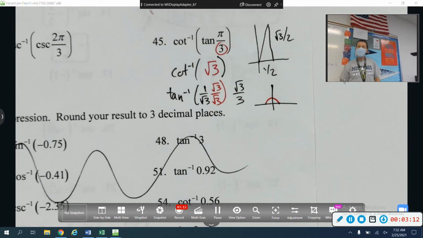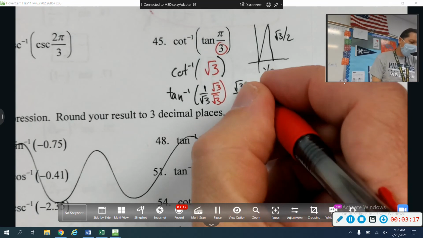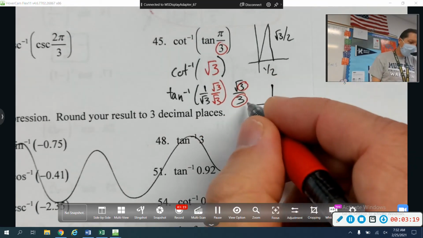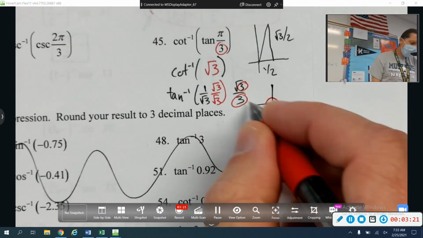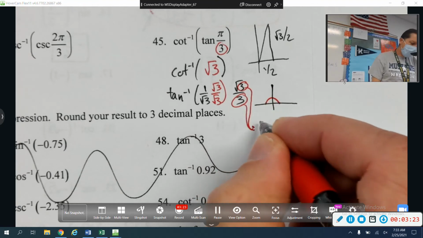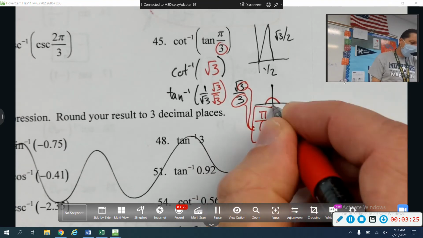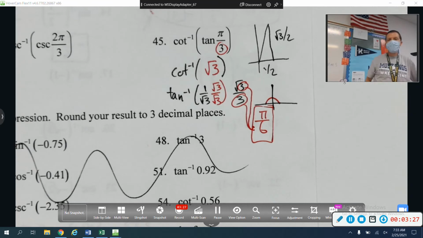Well, this is the second part of the tangent 3 trick. And that is, if there's 2 3's, well, 2 3's make 6. So the angle that happens at is pi over 6. So 45 is a unit circle question, unlike most of the others. And it's just a 2-part unit circle question.